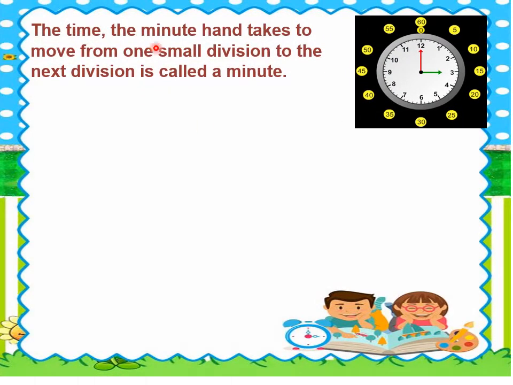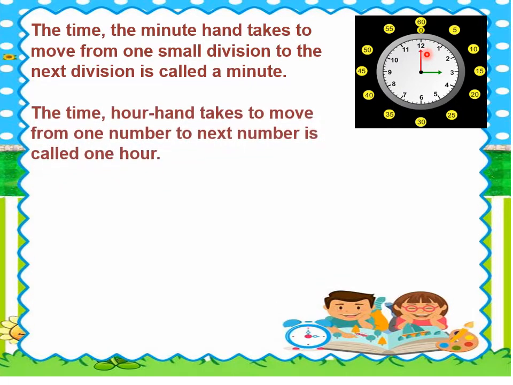The time the minute hand takes to move from one small division to the next division is called a minute. The time the hour hand takes to move from one number to the next number is called 1 hour. So this smaller hand is the hour hand, and it moves from one number to the next number.